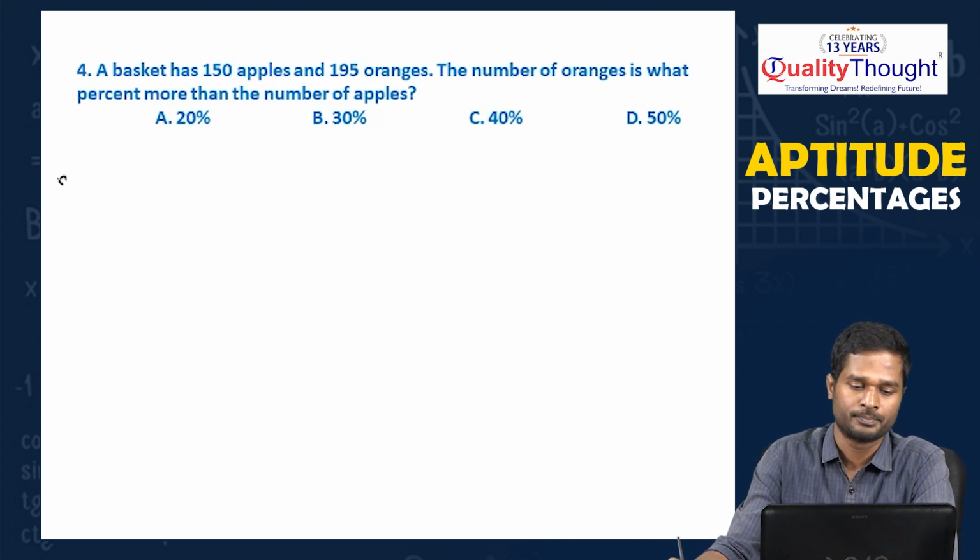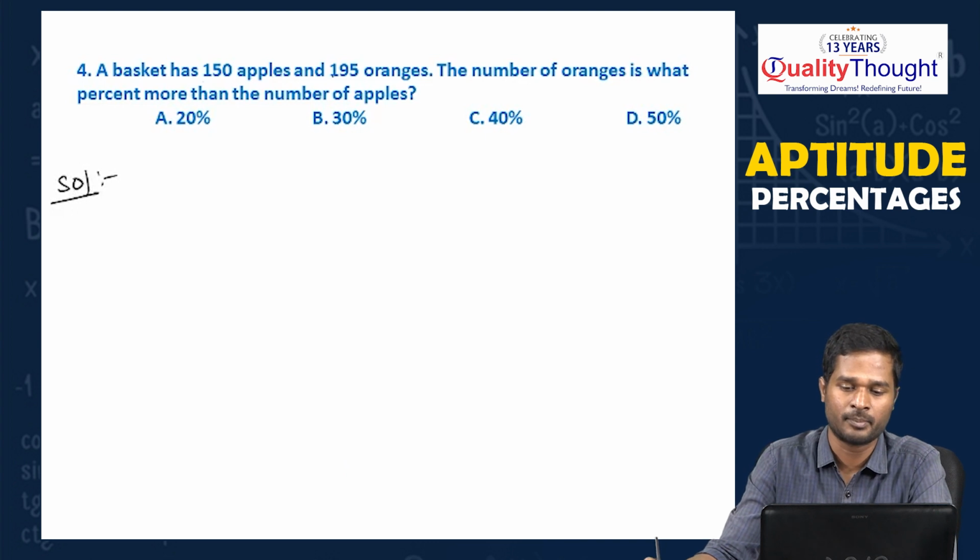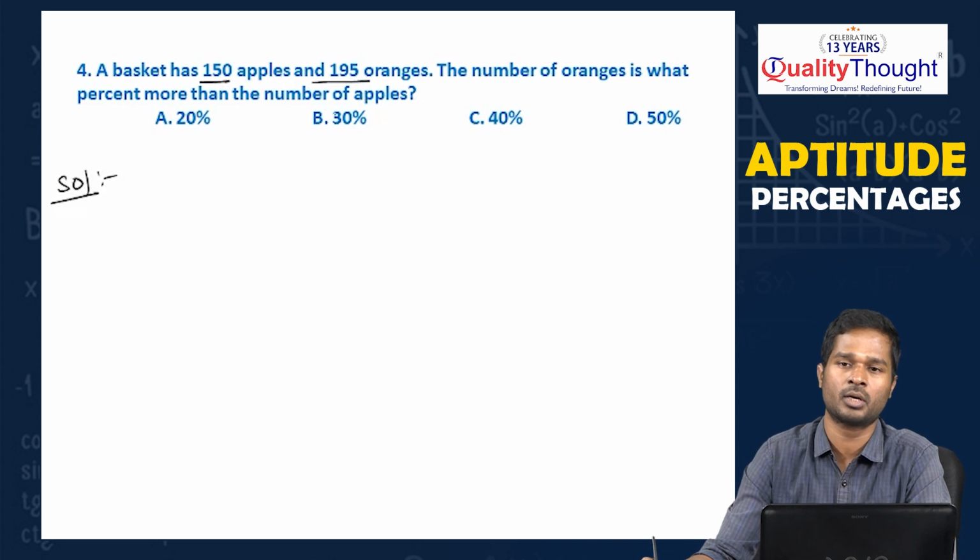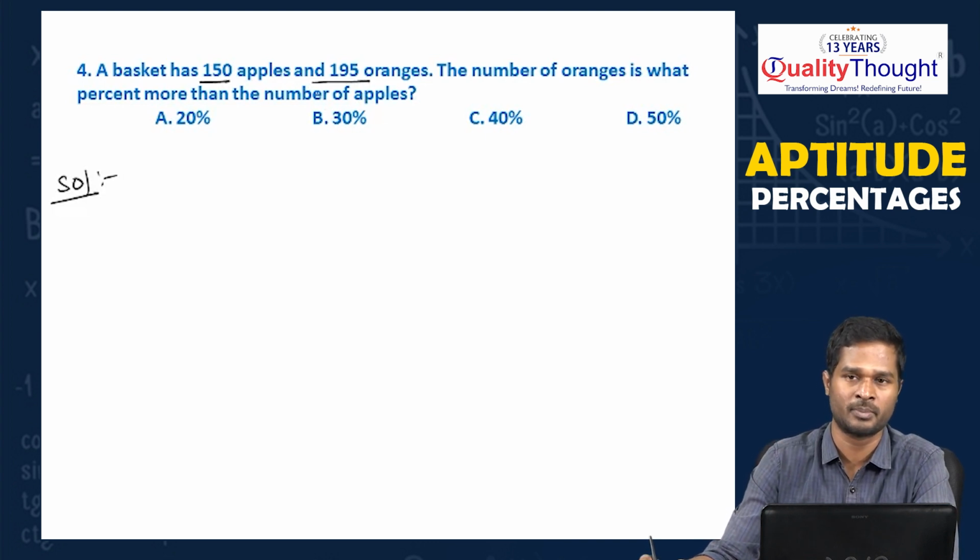Question number 4. A basket has 150 apples and 195 oranges. The number of oranges is what percentage more than the number of apples? It's a simple question again. In a basket we have 150 apples and 195 oranges. He is asking, see, directly we can see that oranges are more. Now he is asking what percentage these oranges are more than the apples in the basket.